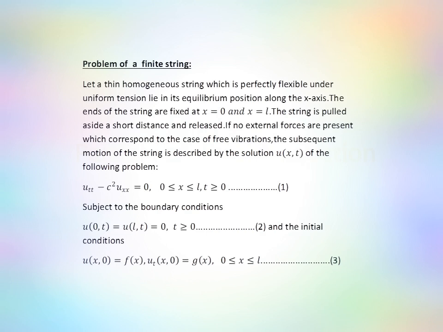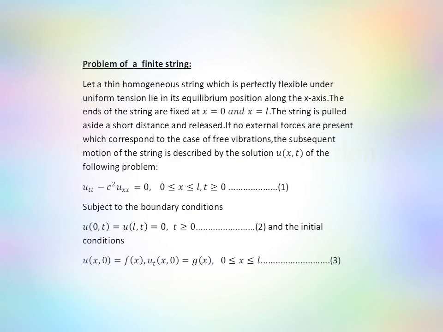If no external forces are present, which corresponds to the case of free vibrations, the subsequent motion of the string is described by the solution u of x, t of the following problem: u_tt minus c squared u_xx equal to 0, for 0 less or equal to x less or equal to L, t greater or equal to 0. Here u_tt means the partial derivative with respect to t, and u_xx the partial derivative with respect to x.